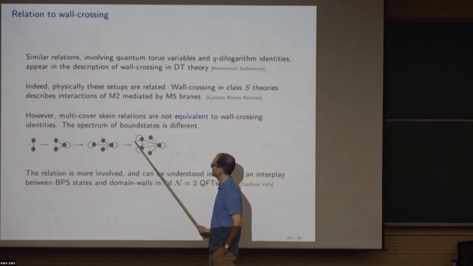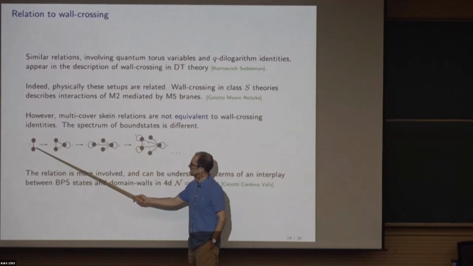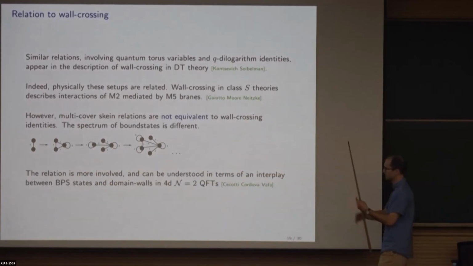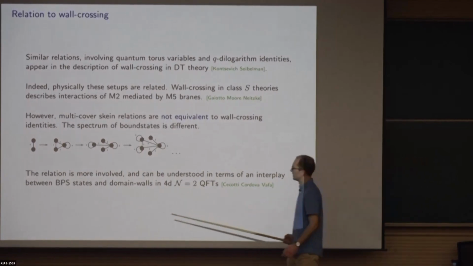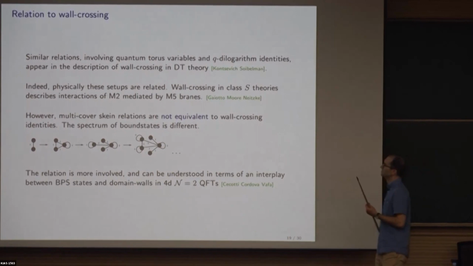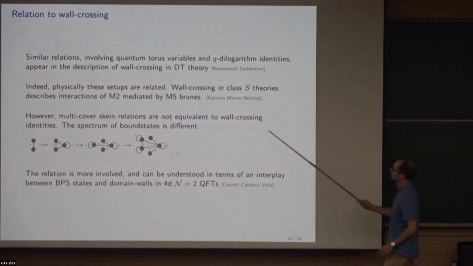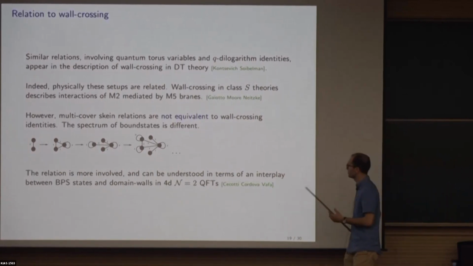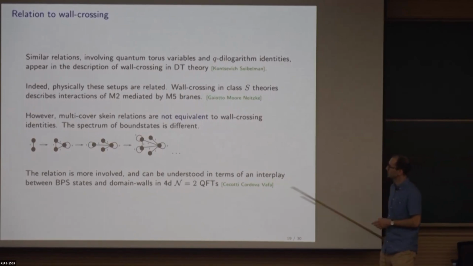And a simple way to see that is if you have two disks with two units of linking, then if you play the game of unlinking them or studying the whole spectrum of bound states, it's not quite what you would expect, for example, from the viewpoint of the gauge theory setups of GMN. So there is a relation, but it's more involved. And the way to understand that involves including domain walls in the 4d N=2 QFT and studying the interaction between domain walls and the BPS states. But that's just a side remark. I don't want to develop this too much.